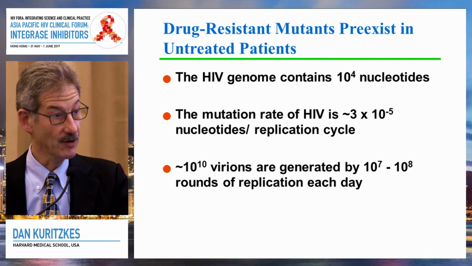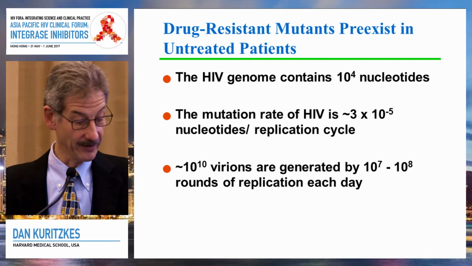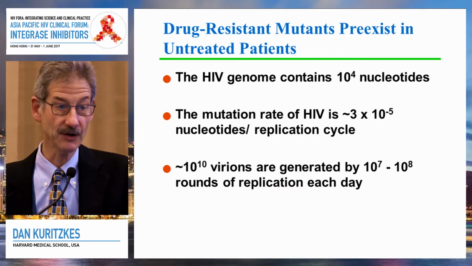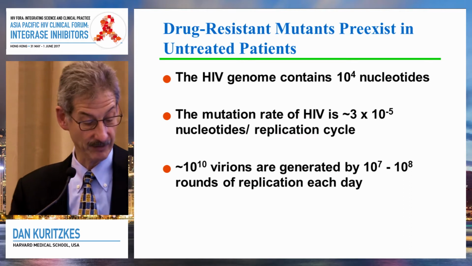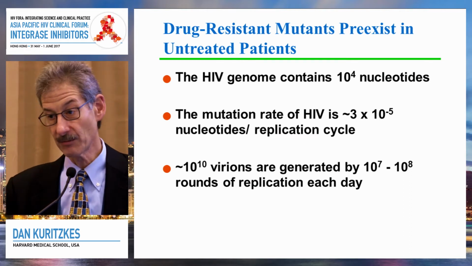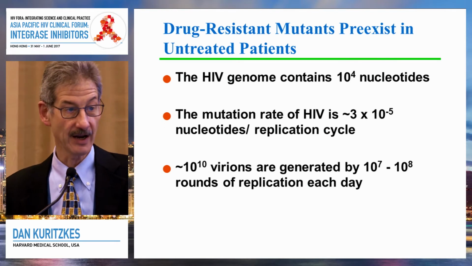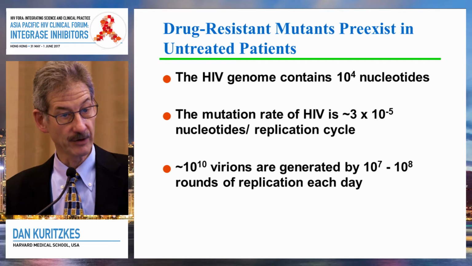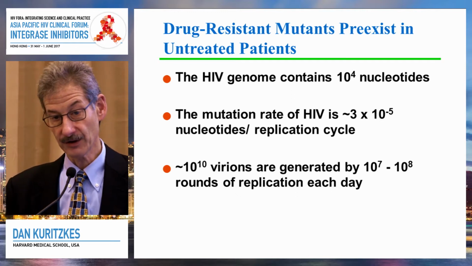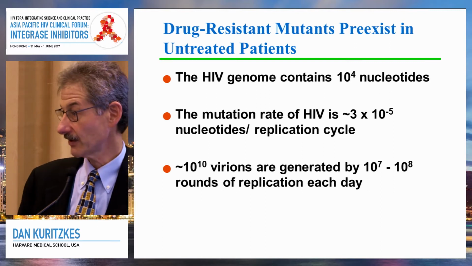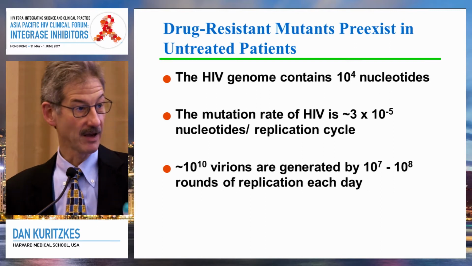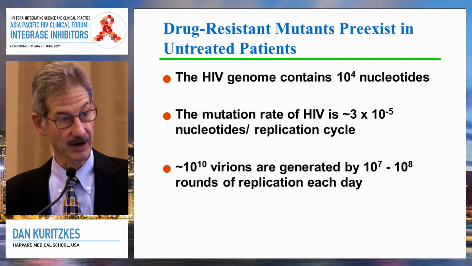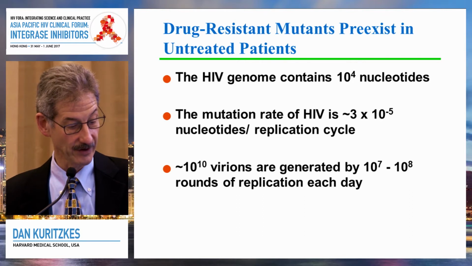Now, the viral genome is about 10,000 nucleotides long, and there's a mistake made at least once per genome in every replication cycle, given the error rate of reverse transcriptase. And based on what we know about the number of rounds of replication every day in an untreated person, which are somewhere between 10 and 100 million rounds of replication per day, you can see that every single possible error can be made many times over across these 10,000 bases if the patient is not on suppressive antiretroviral therapy.